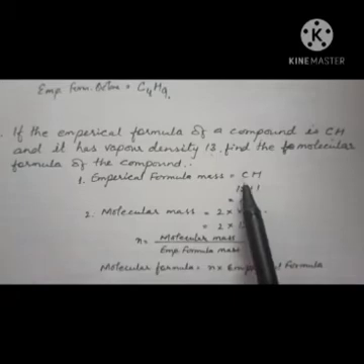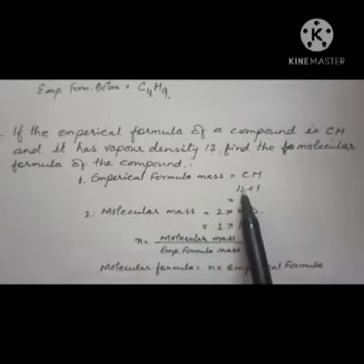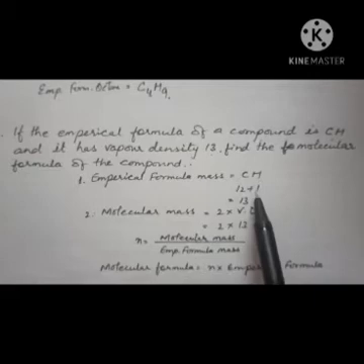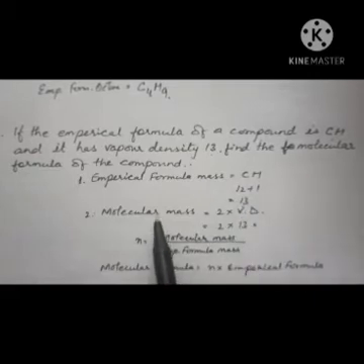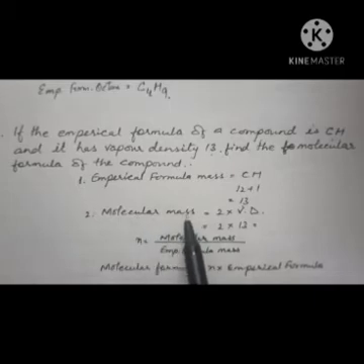The empirical formula is CH. So to find out the empirical formula mass, you put the atomic masses of these elements. Atomic mass of carbon is 12, atomic mass of hydrogen is 1. So 12 plus 1 is your 13. Right? Then you find out the molecular formula mass.